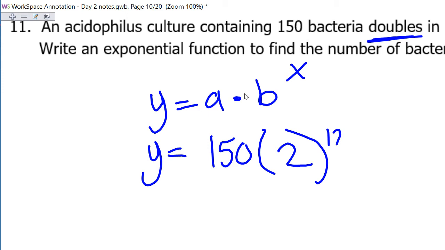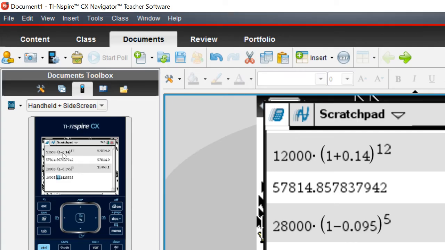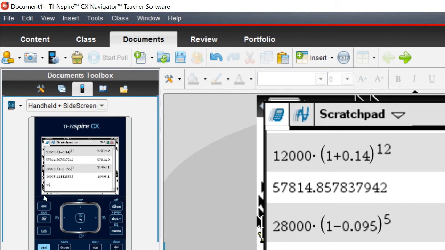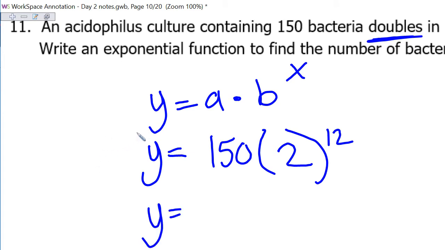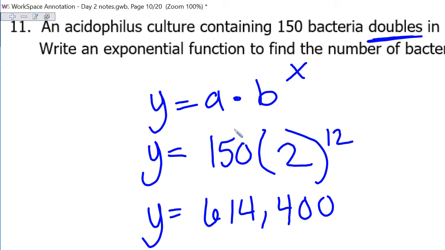So make sure you get out of the answer. So this would be 150, 2 in the parentheses, raised to the 12th power. Now, this is bacteria, so do I need to have any decimals here? No. And if it's doubling, will I have decimals? No. So this would be 614,400. And I need some units here. The other answers I put money. But what are we talking about here? Bacteria. So 614,400 bacteria.